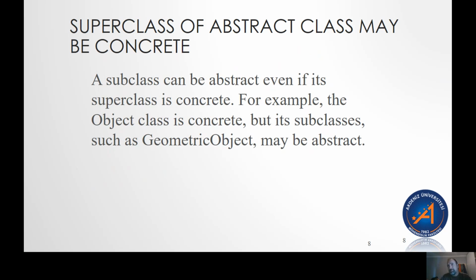And in fact, every possible relationship could exist. You could have a parent, so object is concrete, and every class, abstract or otherwise, inherits from object. So a concrete class can have abstract and concrete children. An abstract class, such as geometric object, can have abstract children and concrete children. So every possible combination, all four combinations, are possible.